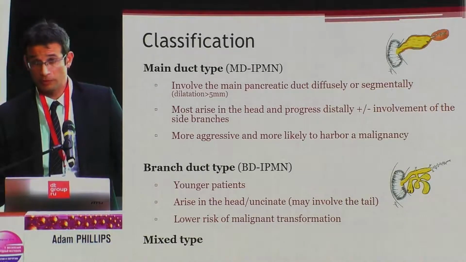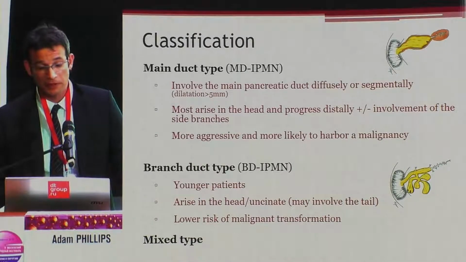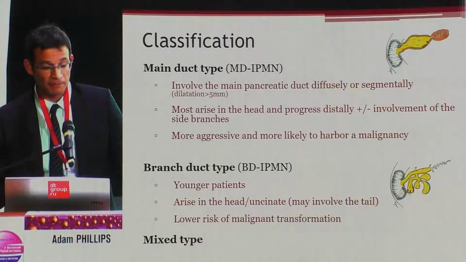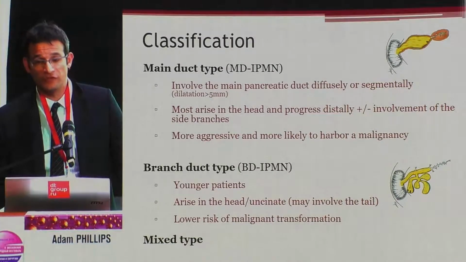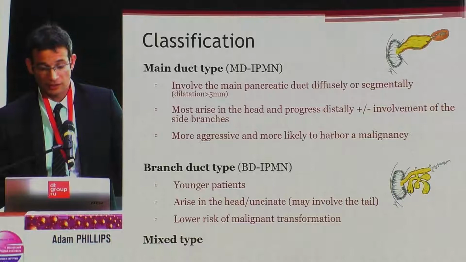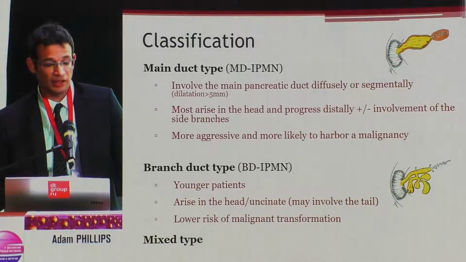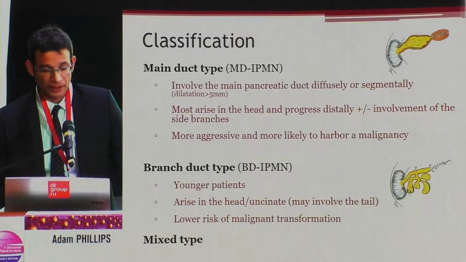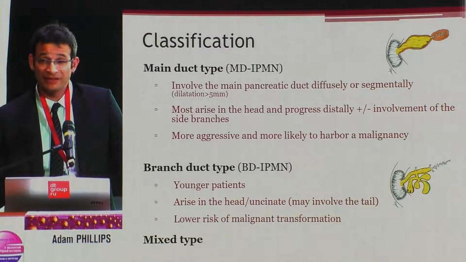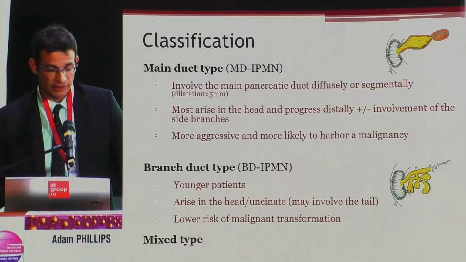Classification, very important. We have first the main duct type IPMN. It involves the main pancreatic duct. It could be diffusely dilated or segmental dilation of more than 5 millimeters. It mostly arises at the head and the uncinate process, but can involve the distal part, the tail, afterwards. We know that the main duct type is more aggressive and more likely to harbor a malignancy.